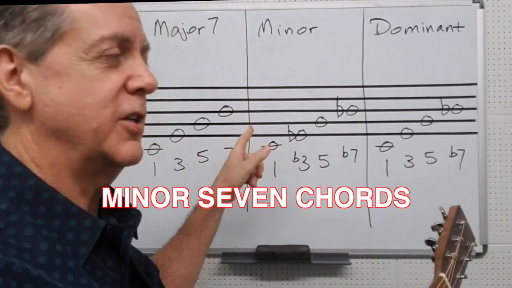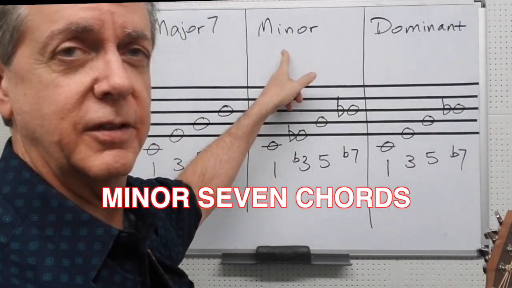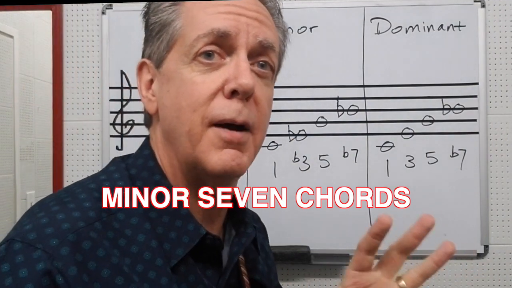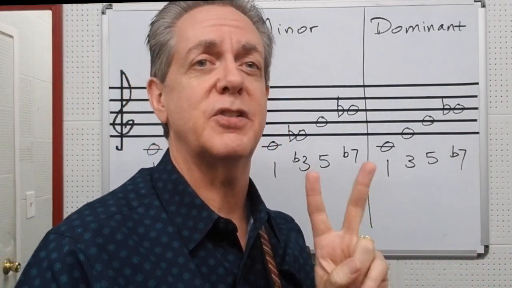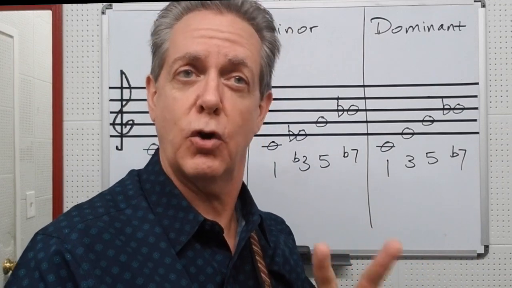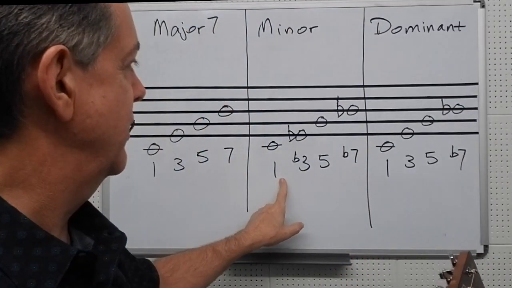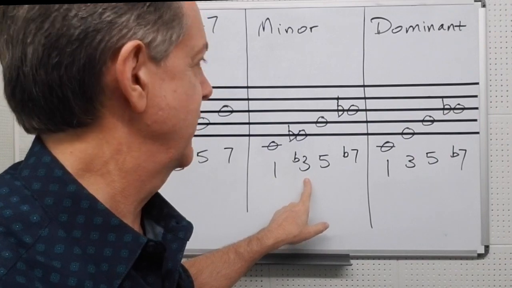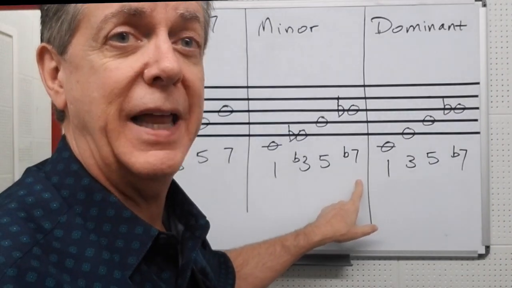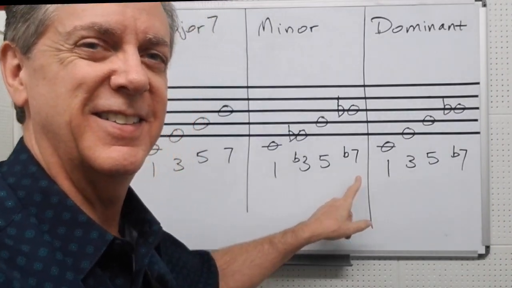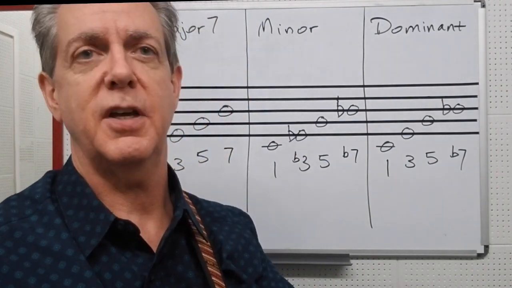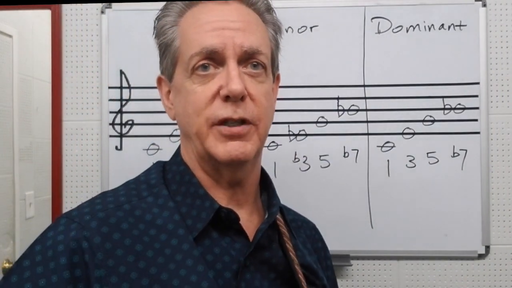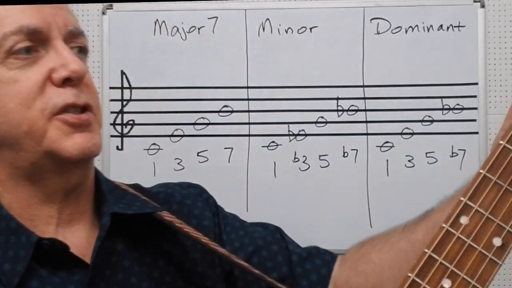The next one we're going to talk about is minor, okay? So compared to a major 7 chord, there are going to be 2 notes different in your minor 7 chord. 1, flat 3, 5, and flat 7. Okay? Those 2 notes change you from a major 7 chord to a minor 7 chord.